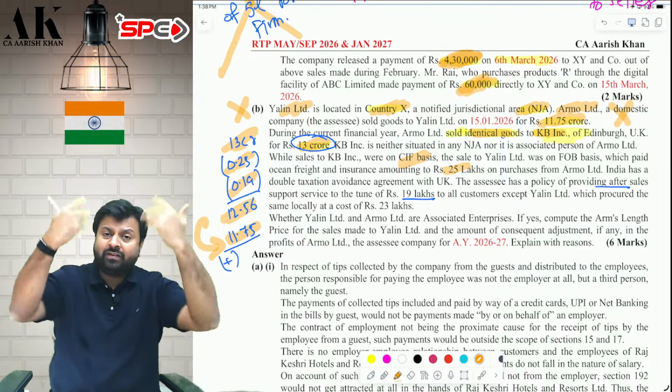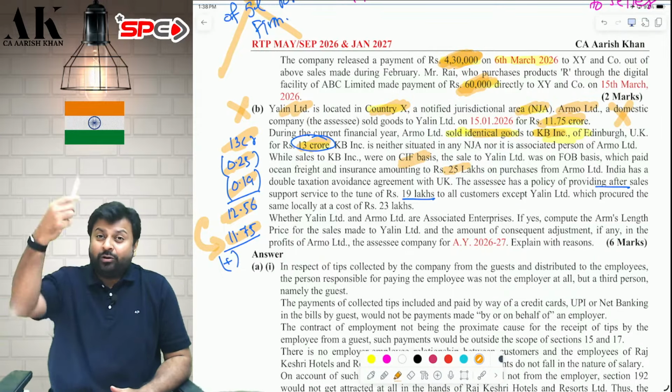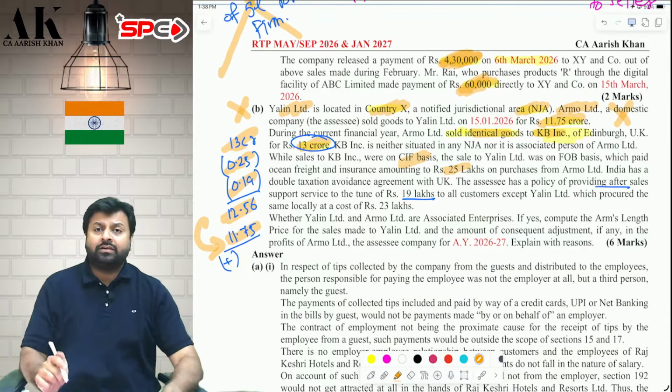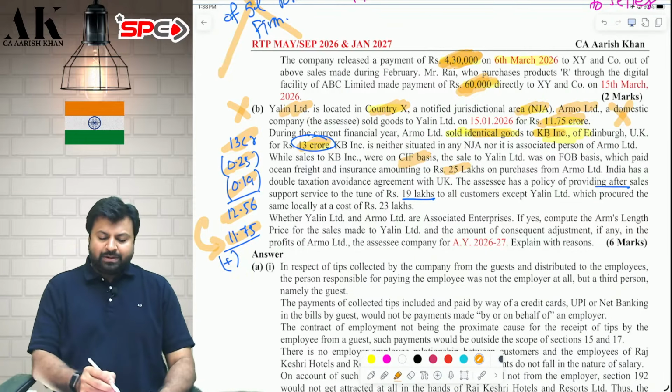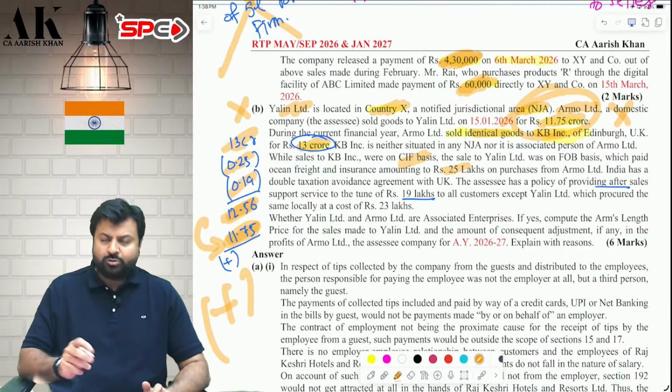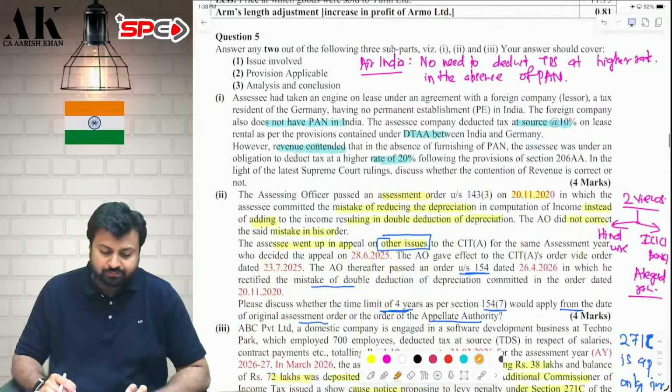For NJ people, safe harbor rule is also not applicable. If I am doing a transaction with a person located in NJ, I am not allowed to use the safe harbor rule also. So the arm's length price in this will be 12.56. Actual price is 11.75 crore. Differential amount should be added back. I hope it is clear to all of you.